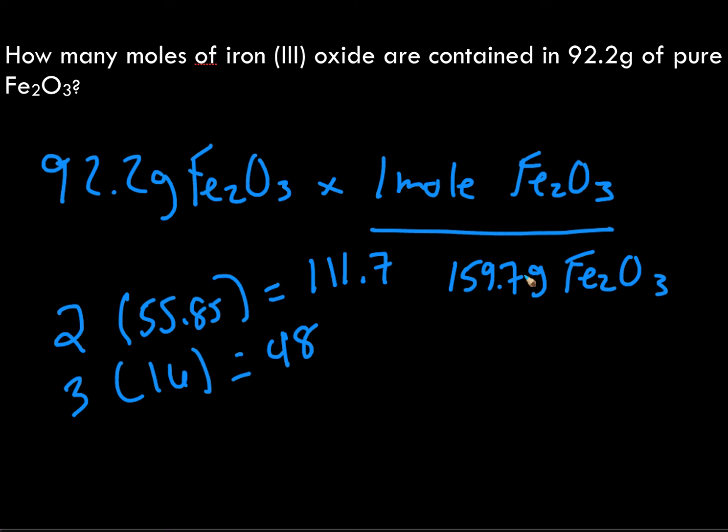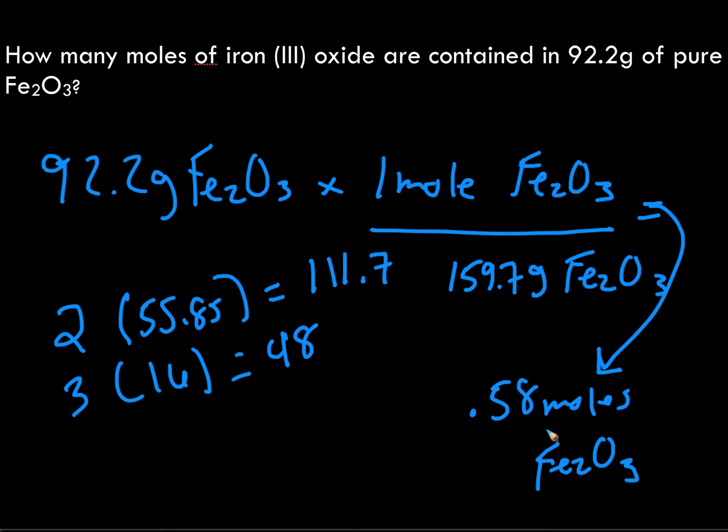So we'll divide 92.2 divided by 159.7. And we should get, and I'll put this answer here, 0.58 moles Fe2O3.